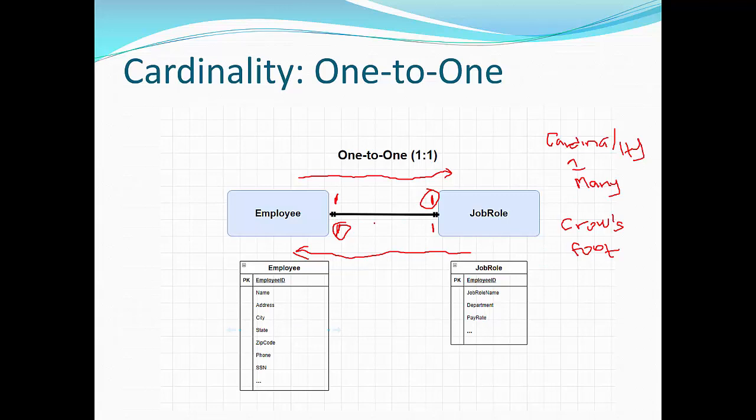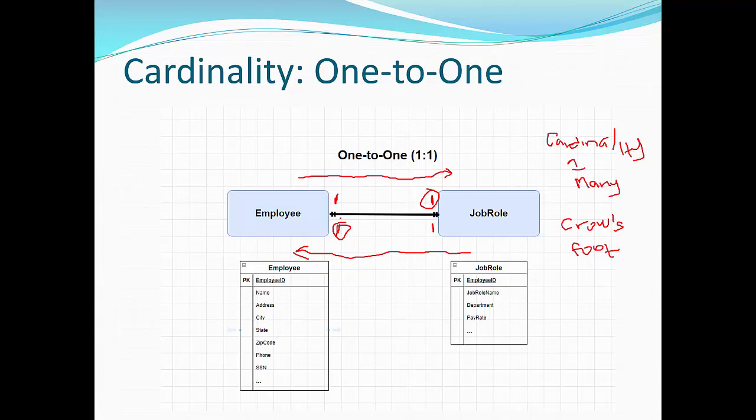But just note that in your entity relationship diagram, when you are representing the relationship and the side that you are on is the one side, right? You have these two vertical bars across your relationship line.